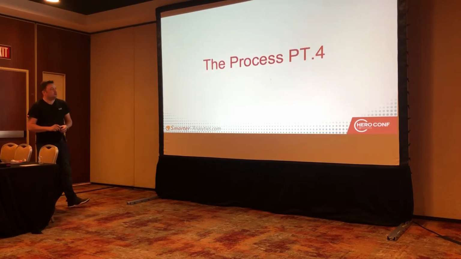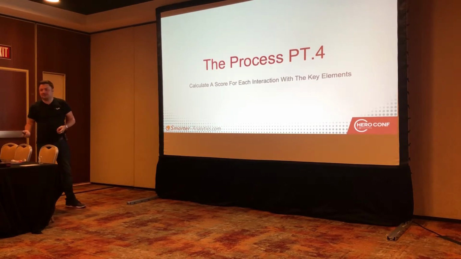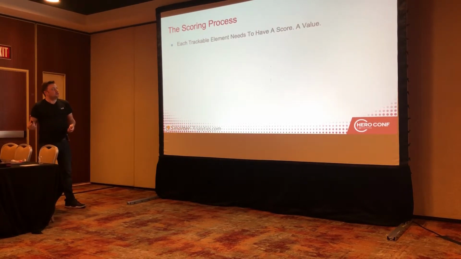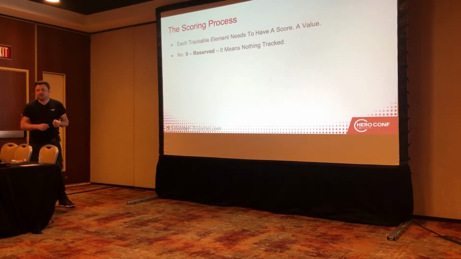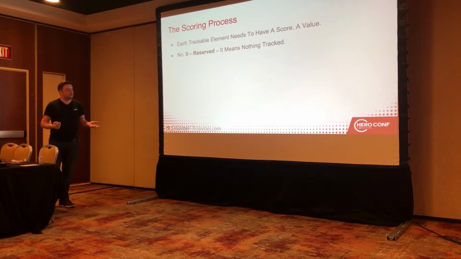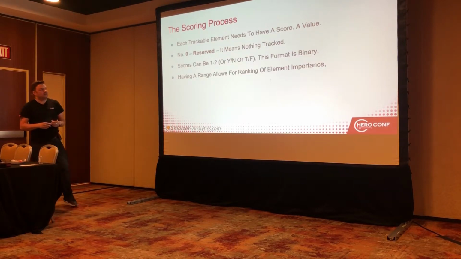So that brings us to part 4 of the process, which is calculating a score for each interaction with the key elements. So each trackable element needs to have a score. We need to apply a value for that. I've reserved 0 for nothing tracked. So we don't really want to use 0 and 1 for yes or no. You can use 1 or 2 instead. Having a range allows for ranking of element importance.